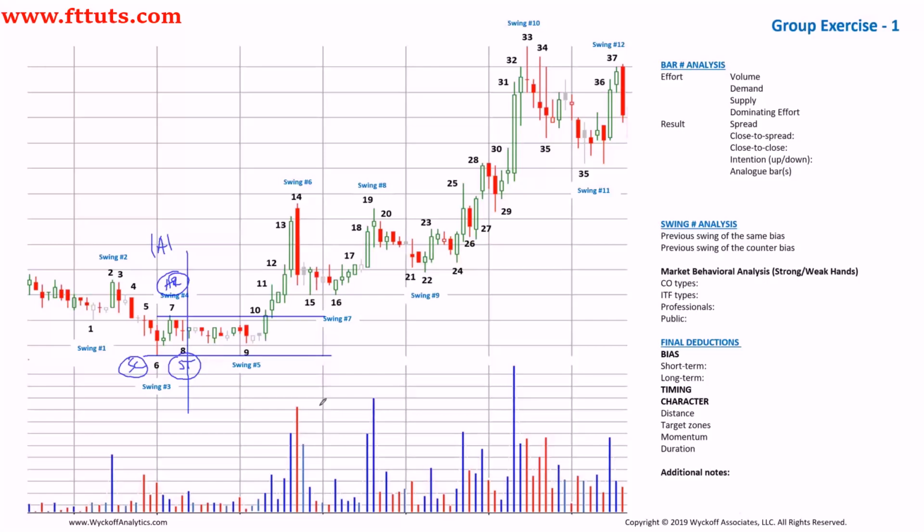Phase C, I would put at bar 9, the test. Okay, I would concur with this. All right, so why would you put it in this area? Because it's testing the lows in Phase A and B. Okay, so it's a test.